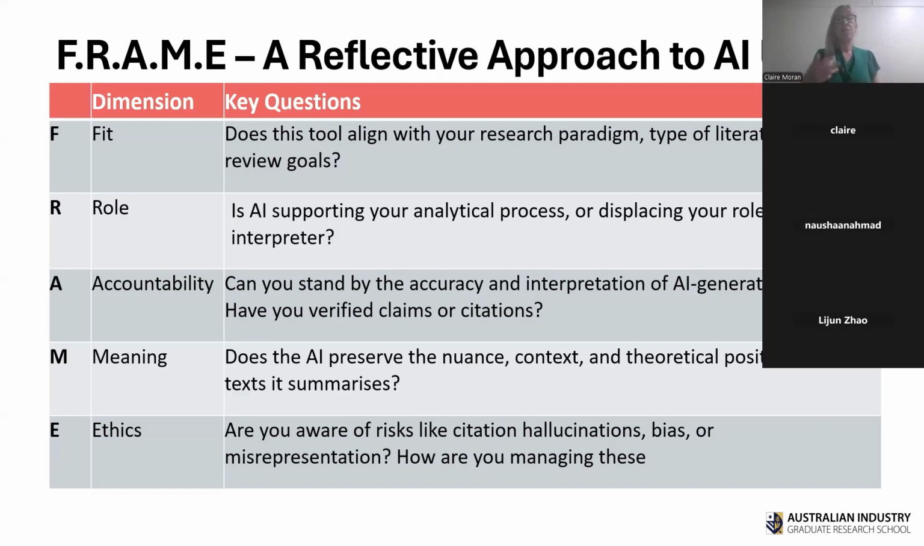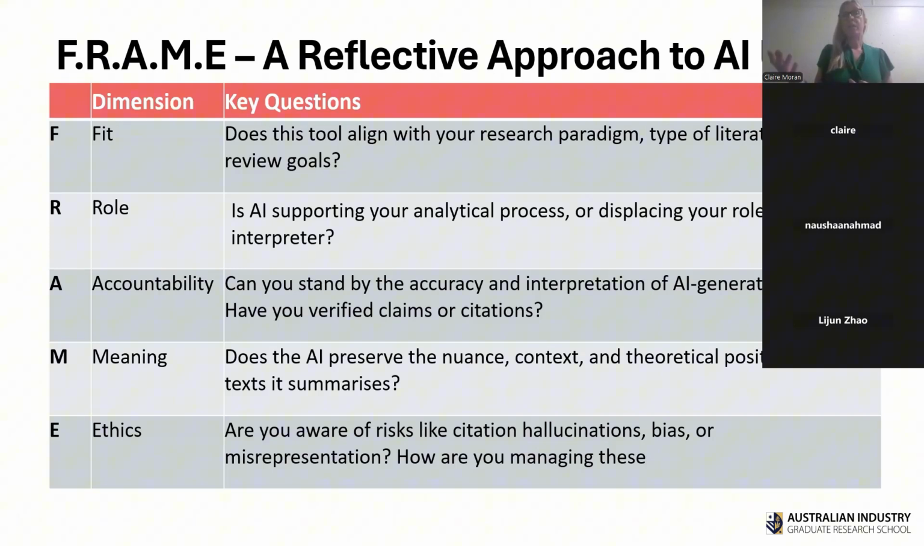Thinking about meaning, does AI preserve the nuance, the context, the theoretical position of the text that it's summarizing? And again, bringing back in our hallucinations, thinking about risks like citation hallucinations, bias, or misrepresentation, and how we're managing those.